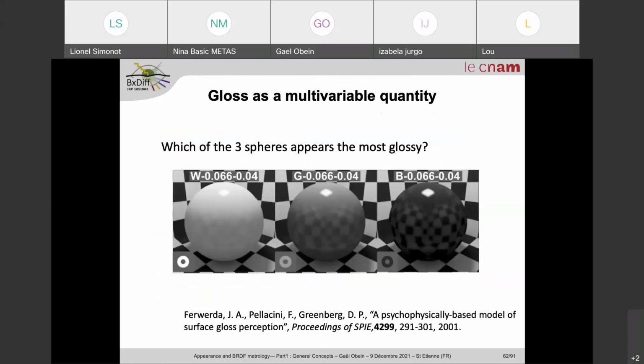The first thing, and I talked about it this morning, is that gloss is a multi-variable quantity. In fact, there is no way to put gloss on just one scale, as the gloss meter does. For instance, if you change the color, you change the sensation of gloss very clearly. Here you have the same specular peak. It's just that you change the color of the sample and you see that the visual gloss increases. So there is a contrast effect that is linked to gloss. That's what I put here.